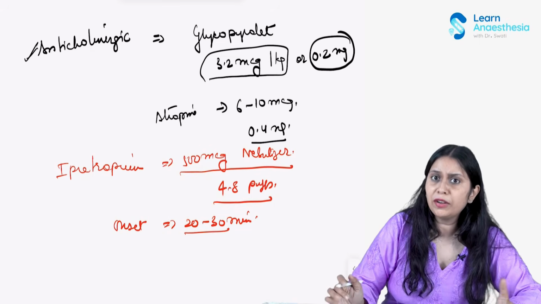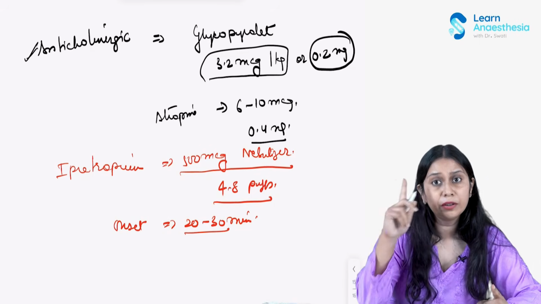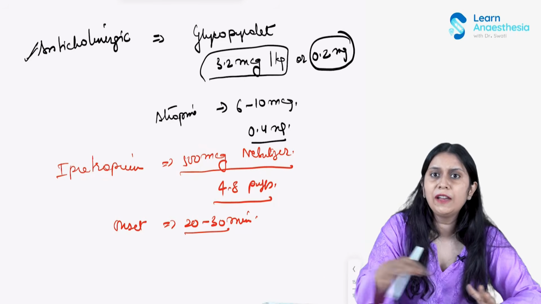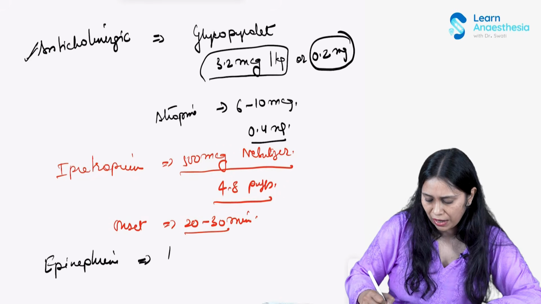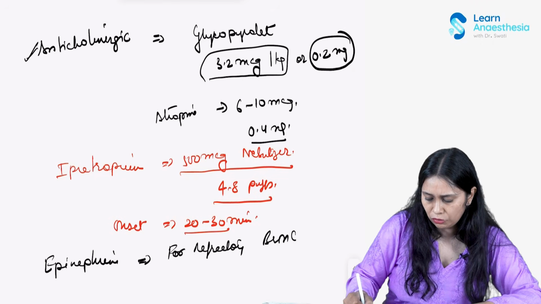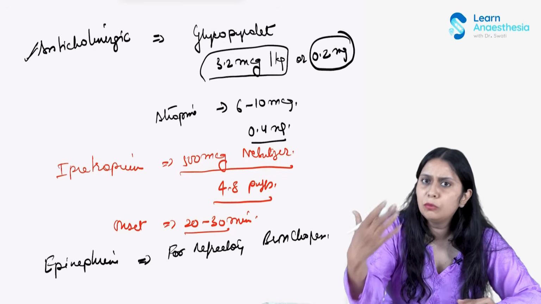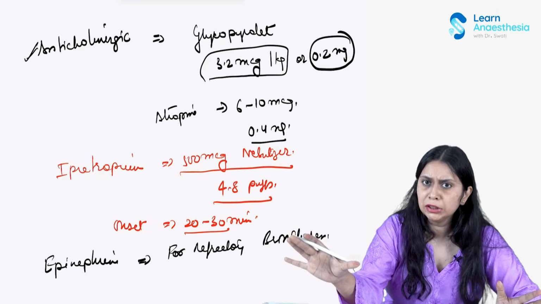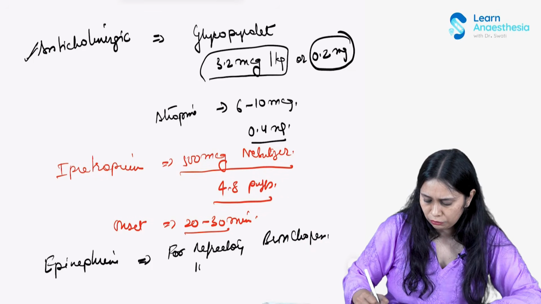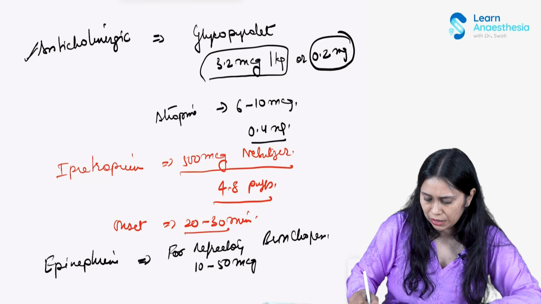Then for refractory bronchospasm, remember one drug: epinephrine, a very good bronchodilator, right? So what is the dose of epinephrine? We can give it through bolus, 10 to 50 microgram IV, or start an infusion. I would rather start an infusion. So 10 to 50 microgram IV or 2 to 10 microgram per minute infusion.